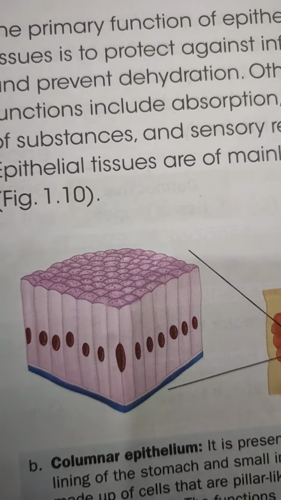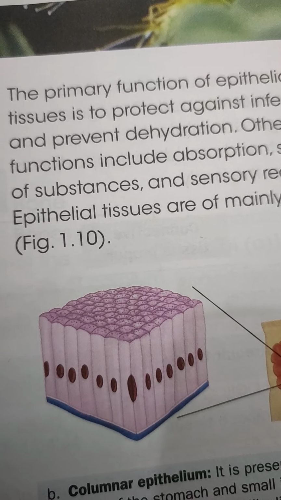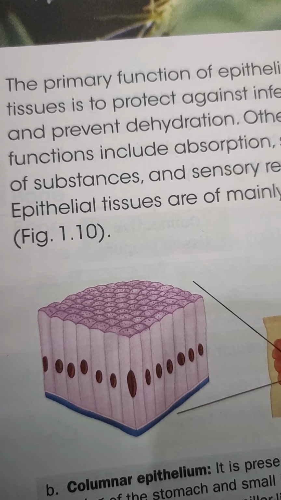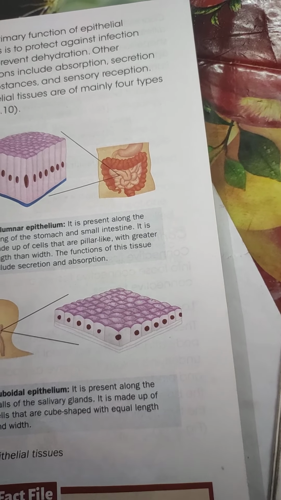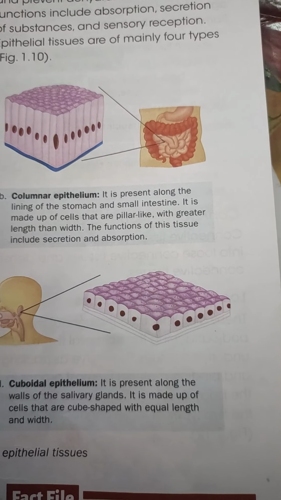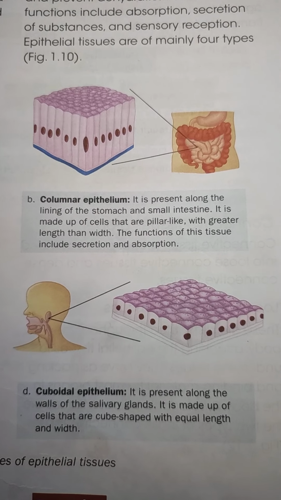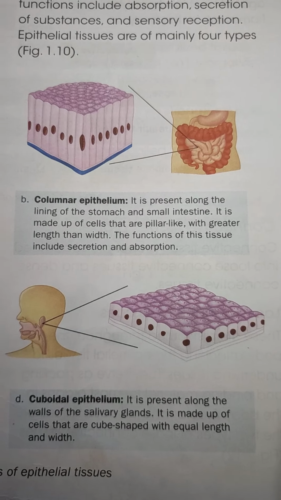But when you see from the surface view, they are just compactly arranged polygonal cells. It is present along the lining of the stomach and small intestine, where absorption and secretion take place.